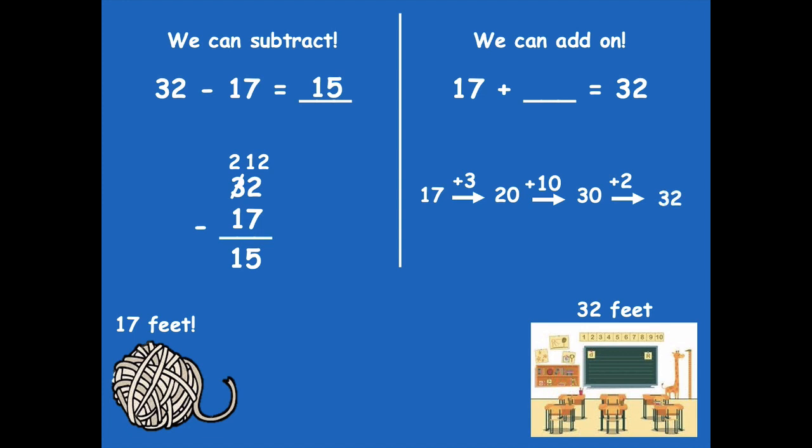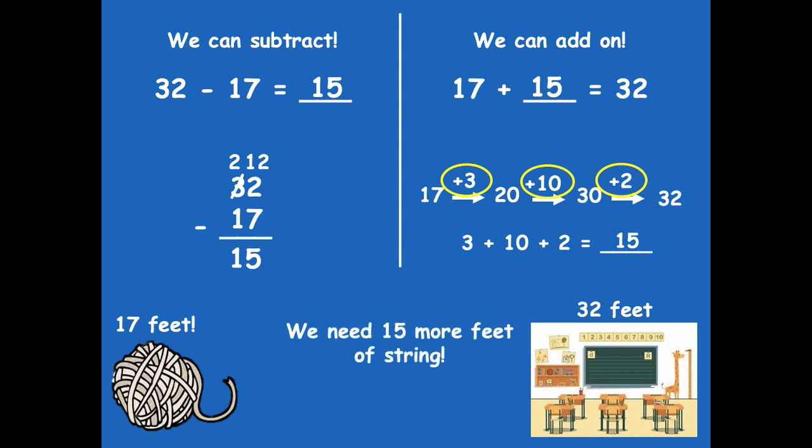Now I'm not done yet with what number goes in our unknown in our number sentence. I have to add these 3 numbers. So 3 plus 10 plus 2. Well, I know that 3 and 2 make 5. So 10 and 5 make 15. Oh, friends, we did it! We got it! They both equal 15. So no matter which strategy you're using, you're able to find our unknown amount of string. So we need 15 more feet of string. Is that what you guys got?